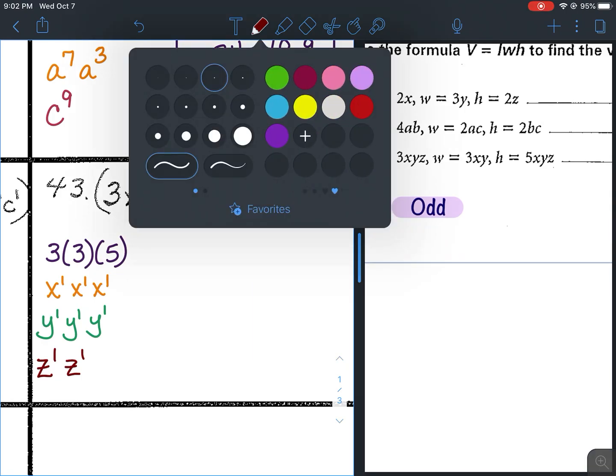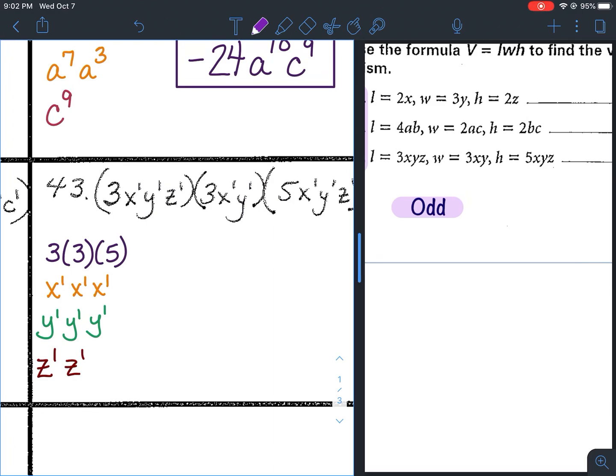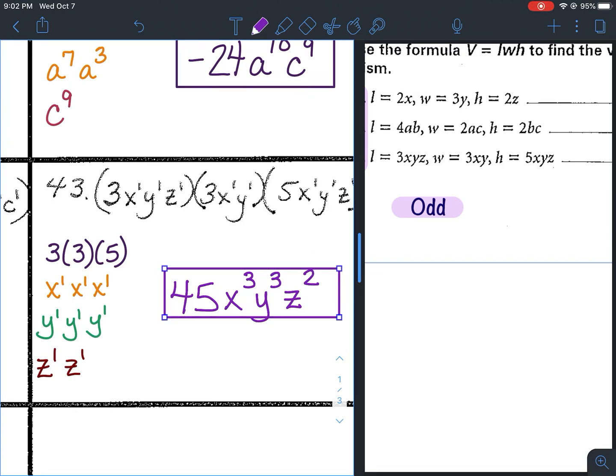Now, to find our answer, start by multiplying your coefficients. 3 times 3 is 9. 9 times 5 is 45. Now multiply your variable terms by adding the exponents. 1 plus 1 plus 1 is 3. Same thing for the y. 1 plus 1 plus 1 is 3. And then for the z, 1 plus 1 is 2. So my final answer to number 43 is 45, x to the third, y to the third, z squared.